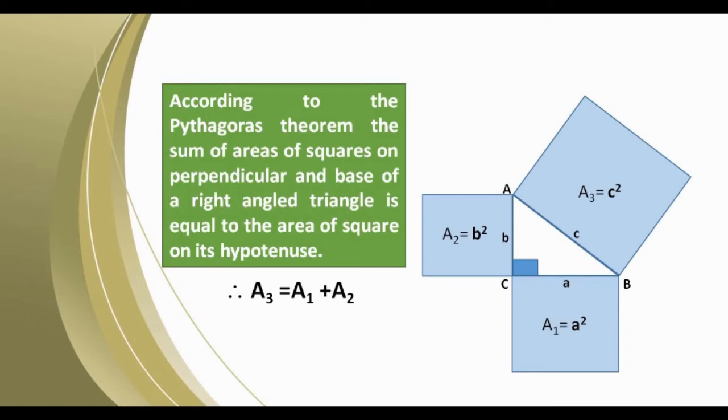Therefore, A3 is equal to A1 plus A2. As A3 is C square, A1 is A square, and A2 is B square. Therefore, C square equal to A square plus B square.